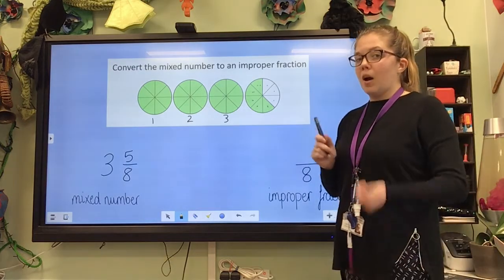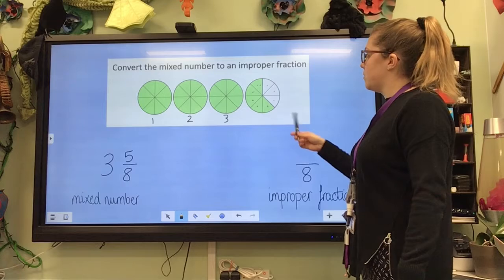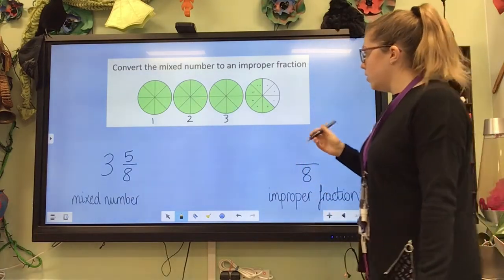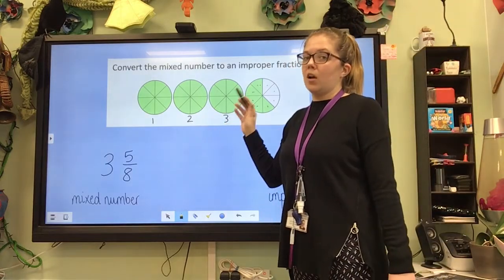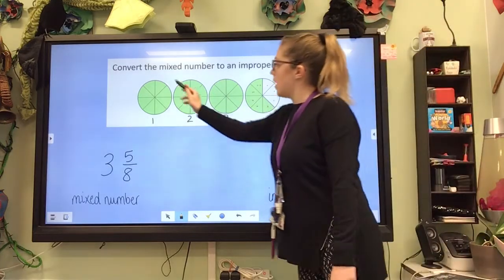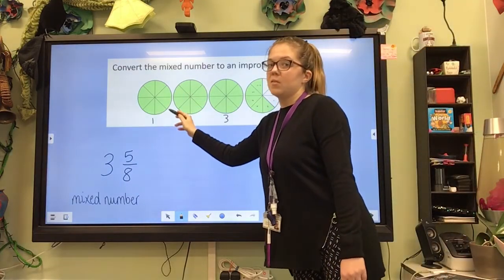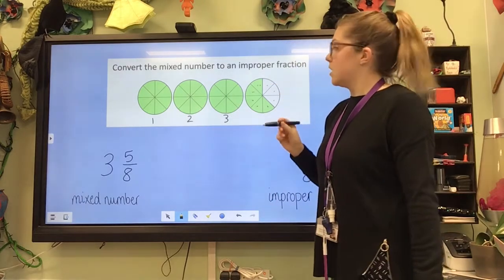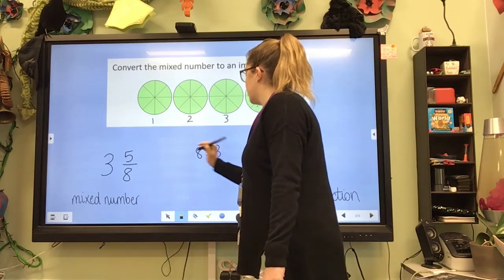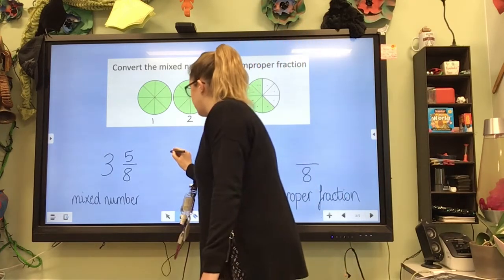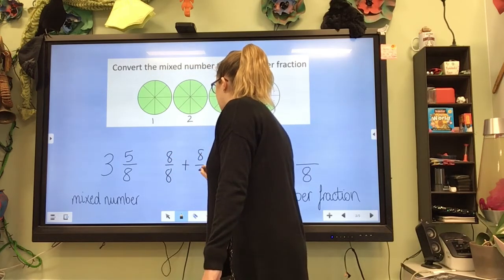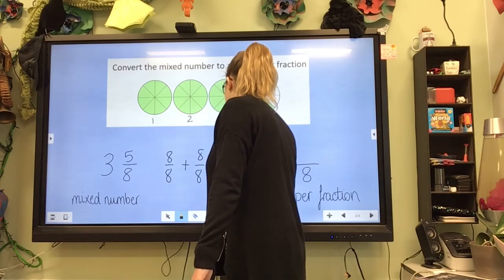But how many parts is in this question if we've got 3 wholes and 5 left over? So I could count all of these, and I might do that to check at the end, but we can use our times tables, can't we? Because if we know that 8 slices, 8 pieces is in one of these, we can count in our 8 times tables, can't we? And what we're doing is 8 times 3. Or I could show you this another way, we could do 8 eighths, add 8 eighths, add 8 eighths.